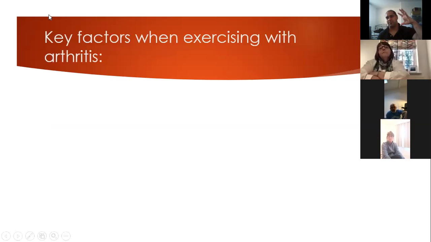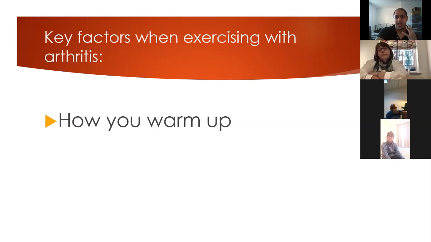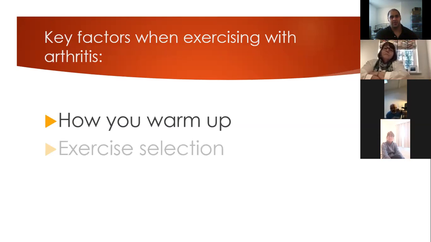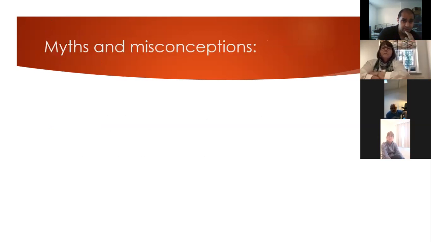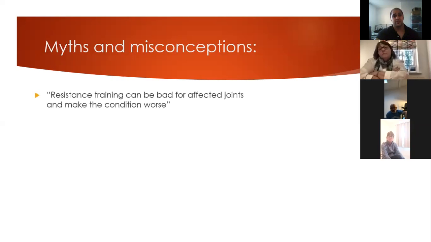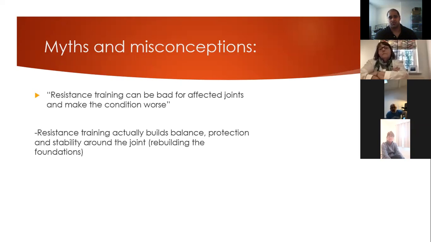Okay, so here's the main bit we're looking for. This is sort of like the main meat of the session. So here's the key factors we want to look at when exercising with arthritis. And the first thing, how you warm up. Now, this is very, very important. I'll go into the main bits of this in a second. And obviously, what exercise you choose to put into your program. And obviously, the myths and misconceptions when it comes to exercise with arthritis is resistance training can be bad for the affected joint and can make the condition worse, which is actually the contrary.